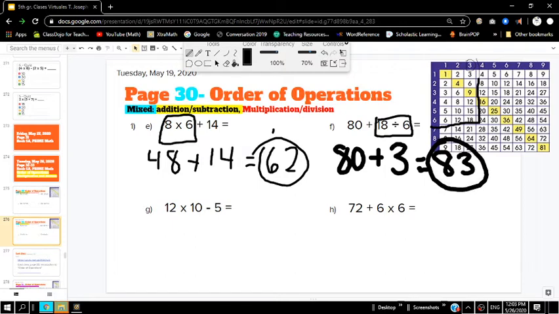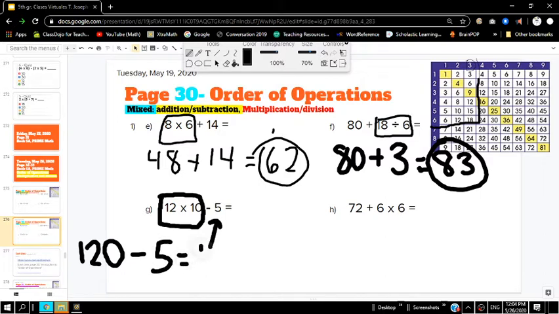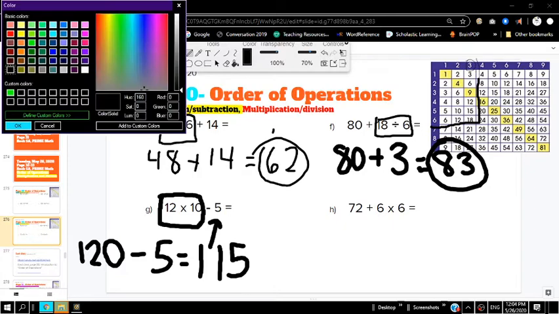All right. Next couple of problems are pretty simple. We're going to do multiplication first. 12 times 10 is the same as 12 times 1 times 10. So 12 times 1 is just 12, times 10 is 120. Now we're going to subtract 5 right here. And when we subtract 5, we get 115. That is our final answer.